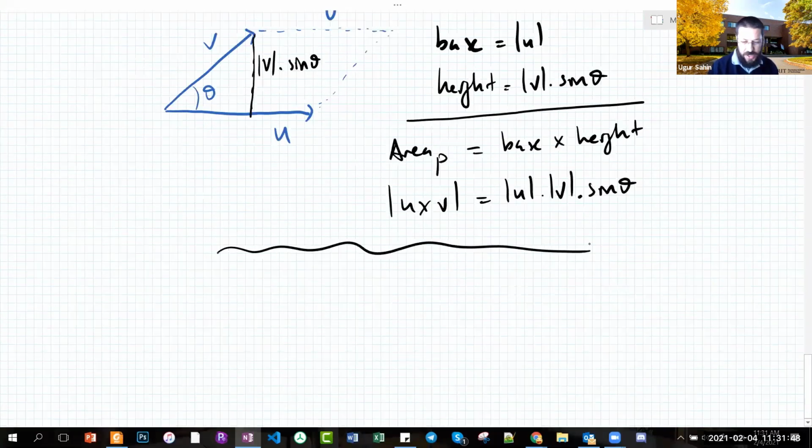As you see, I can apply the cross product to the geometry as well. Let me give you a couple examples before we proceed, guys.